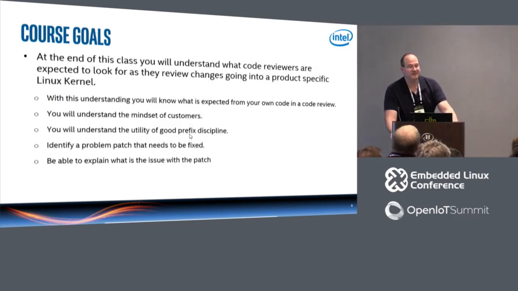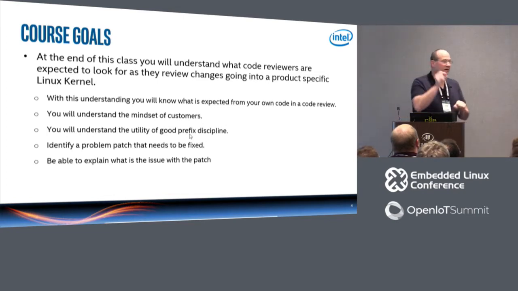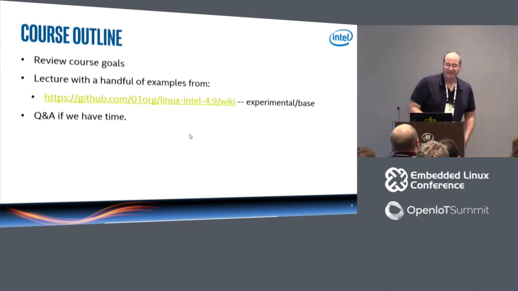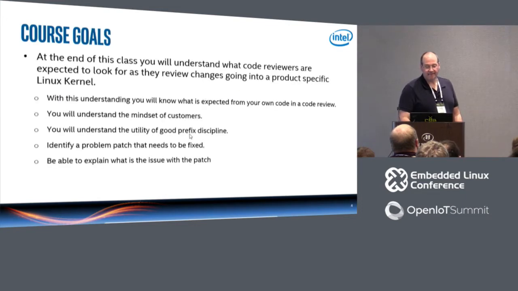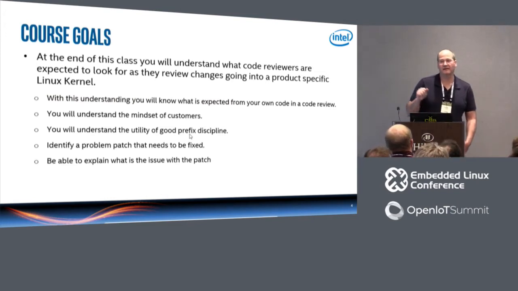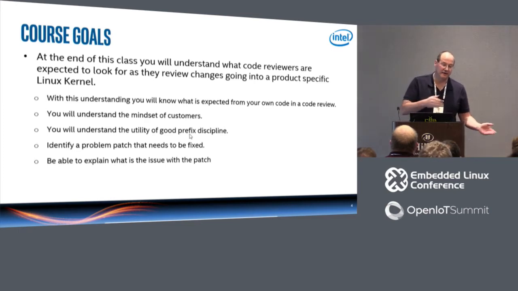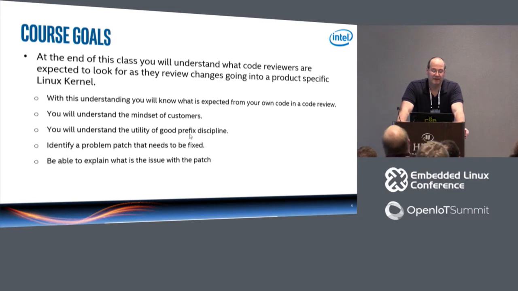So the goals of this class. By the end of the class, I really want people to understand what code reviewers are expected to look for. I've got to back up just one little bit. I want to make clear that these code review practices are important for people working on non-upstream code. So this would be like a Linux stable tree or a tree that isn't tracking upstream. A number of the things don't make sense when applied to upstream development. So keep that in mind.